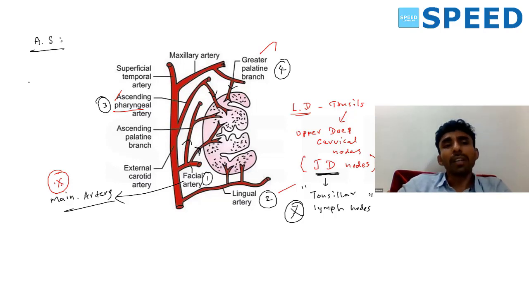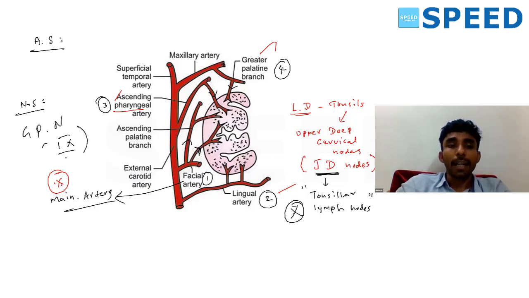Okay, and what about the nerve supply of the palatine tonsil? Yes, the palatine tonsils are supplied by the glossopharyngeal nerve, the 9th cranial nerve. Palatine tonsils are supplied by the glossopharyngeal nerve.